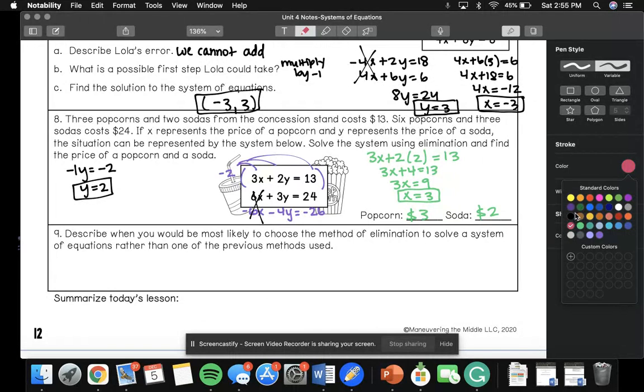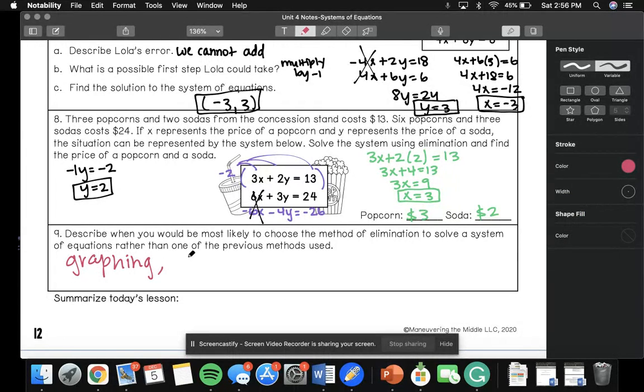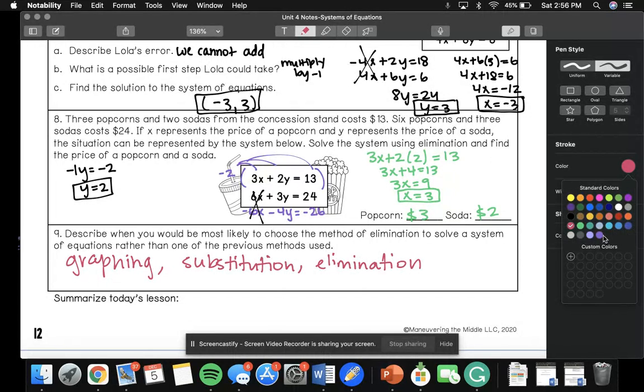Okay. Describe when you would be most likely to choose the method of elimination to solve a system of equations rather than one of the previous methods. So we've learned how to solve by graphing, by substitution, and by elimination.